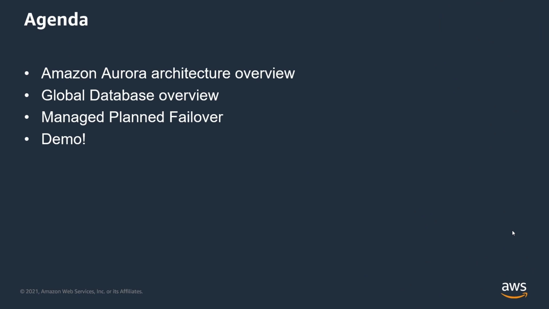Okay, so for agenda, today we will do a quick overview of Amazon Aurora architecture. Then we will do a quick overview of the global database architecture. Then we'll look at some of the use cases for managed planned failover and how it works. And then we'll do the demo.